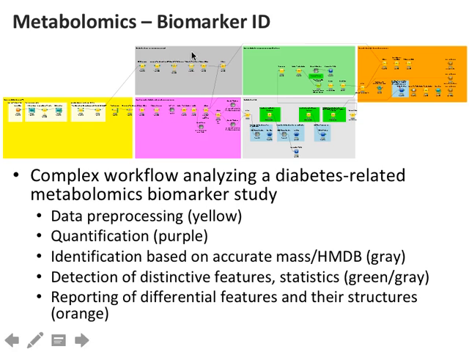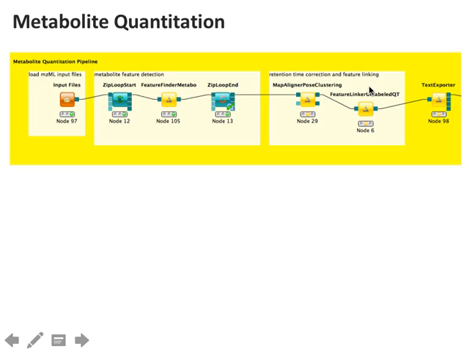So in yellow, we have the initial data pre-processing. In purple, we have some quantification. And up here, we have then some more advanced things down to reporting. So let's look at the data processing.